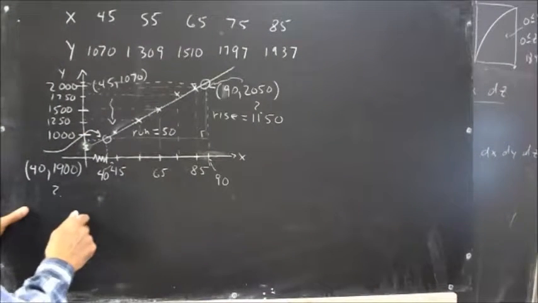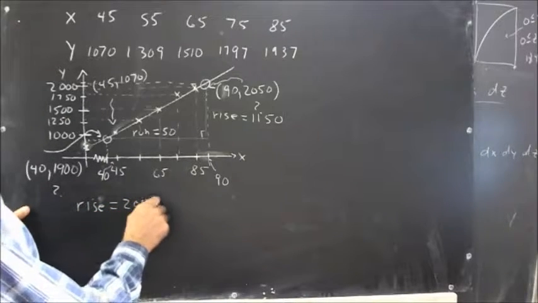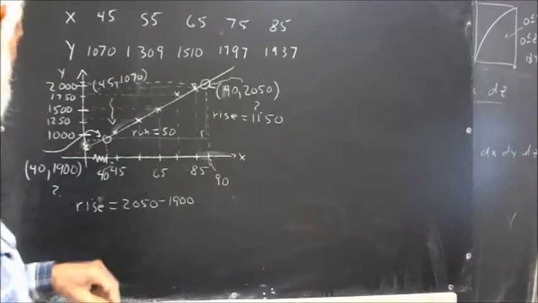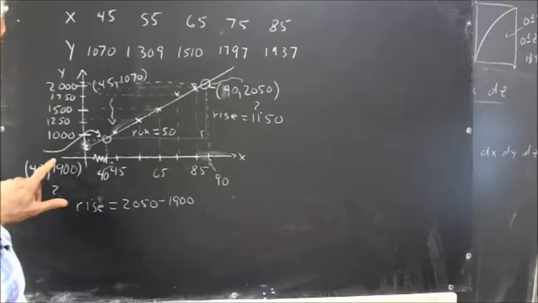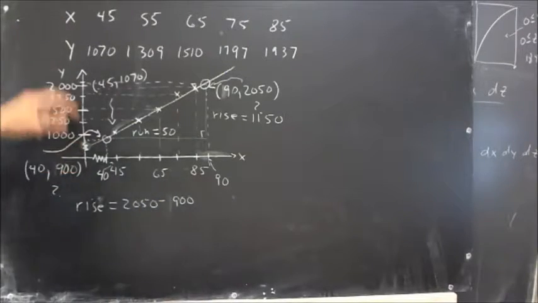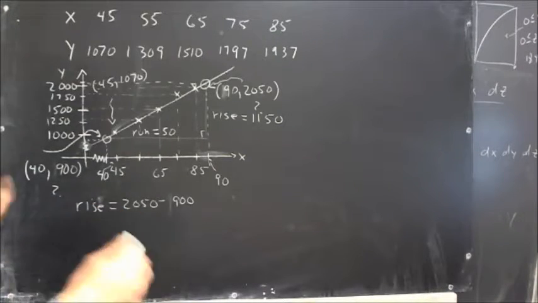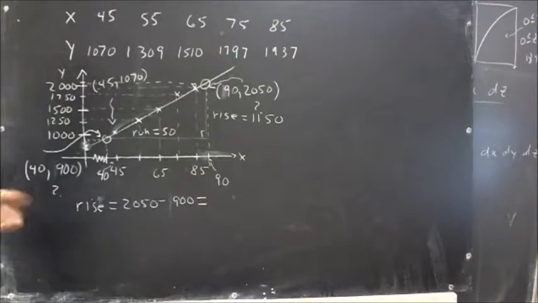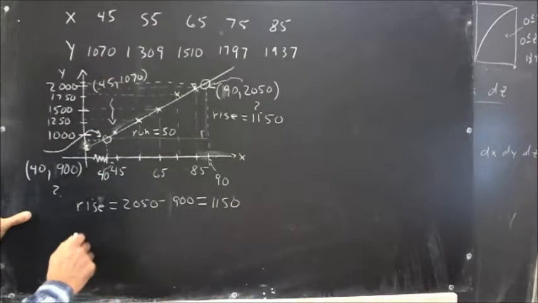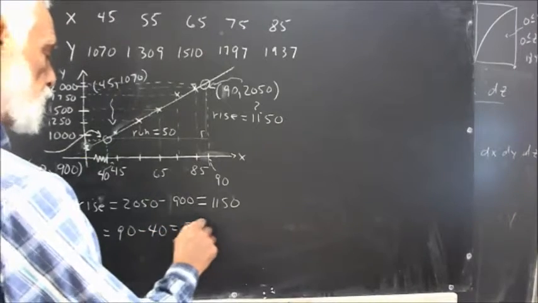Now, let's actually calculate that. The rise is 2050 minus 1900, and it's not 11. Okay. I said 1900, it's actually 900, obviously. 1900 would be up here. We're a little less than 1,000. I estimated that as 900. I probably said 1900, and I thought 1900, but I know better. Okay, you got to be careful. Don't do like I did. Okay, 1150. The run is 90 minus 40 equals 50.